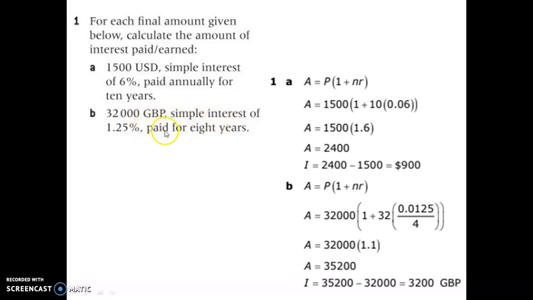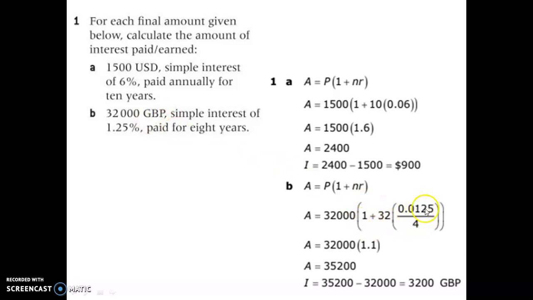In the second one, a student asked, why isn't the number of compounds per year stated? In the first one, it says it's paid annually, but here it doesn't say if it's paid annually, it just says it's paid for 8 years. So maybe when it just says paid for 8 years, you can assume it's paid annually. But when you look at the answer here, taken from the answer booklet, you notice they take the rate here and divide by 4. So basically, it looks like there was an assumption here that this is paid out 4 times a year or quarterly, and that's what's happening here.